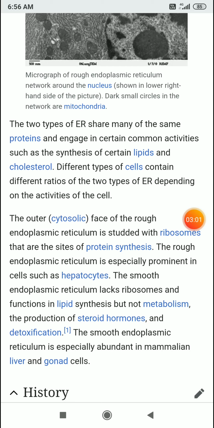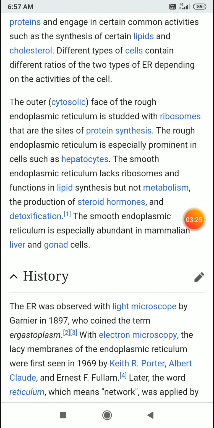The smooth endoplasmic reticulum lacks ribosomes. It functions in lipid synthesis but not metabolism, the production of steroid hormones, and detoxification. The smooth endoplasmic reticulum is especially abundant in mammalian liver and gonad cells.